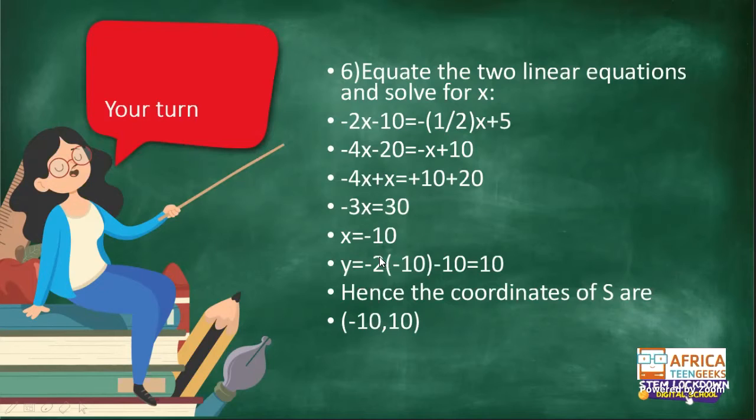So by so doing, if you substitute it here, you'll have -2 times -10 minus 10. That's why the answer is 10. And if you do it with the other one, you're going to get the same answer, also 10. That's why you see that the coordinates of S are -10 and 10.